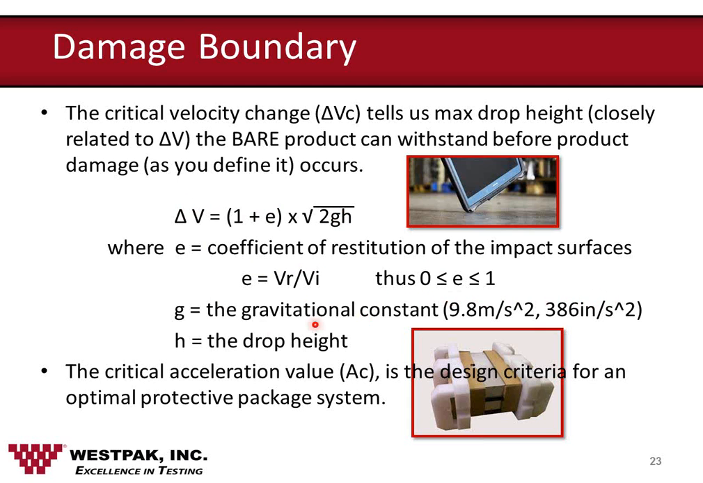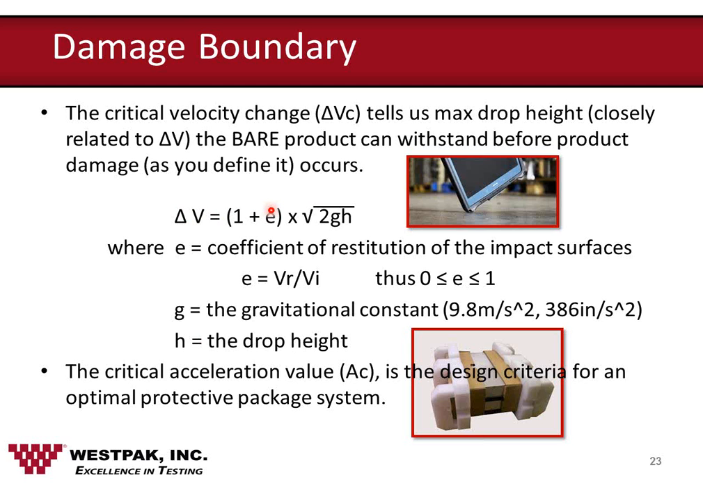And so you can solve this equation for the drop height, and with some estimate of what the E might be, you can determine what that critical velocity change really means in terms of product ruggedness. For example, let's say a product had a critical velocity change of 100 inches per second. If we solved this equation for H and substituted 100 inches per second for the velocity change and assumed that the coefficient of restitution is going to be 0.5, that would be typical of a carpeted floor, for example.